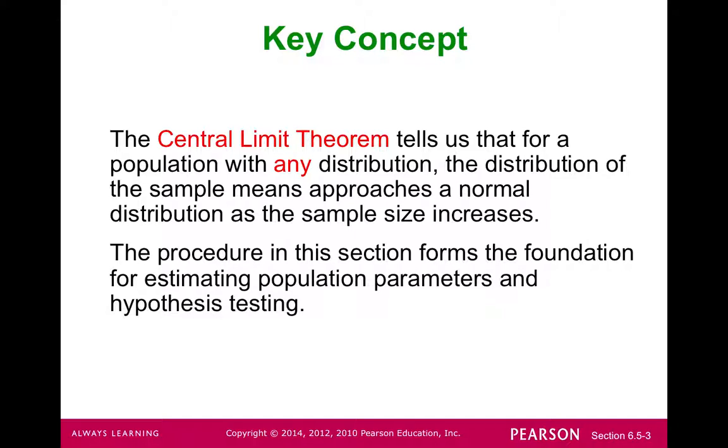So the central limit theorem tells us that for a population with any distribution, doesn't matter if it's a normal distribution or some other type of shape in terms of the data, the distribution of the sample means approaches the normal distribution as the sample size increases. So to break that down, basically, as your sample size increases, your sample mean data gets closer and closer to that normal distribution, that bell-shaped curve.